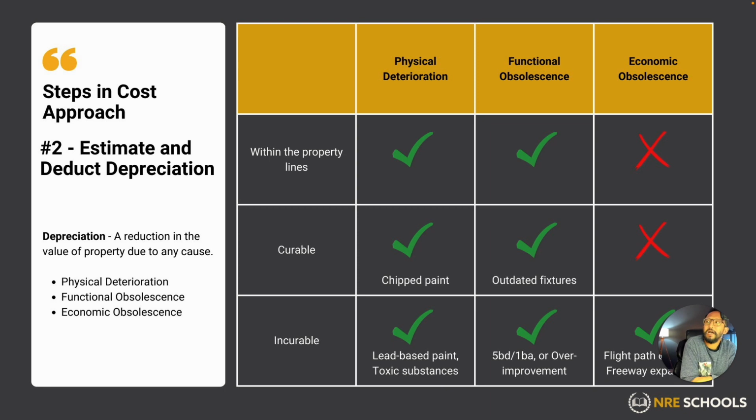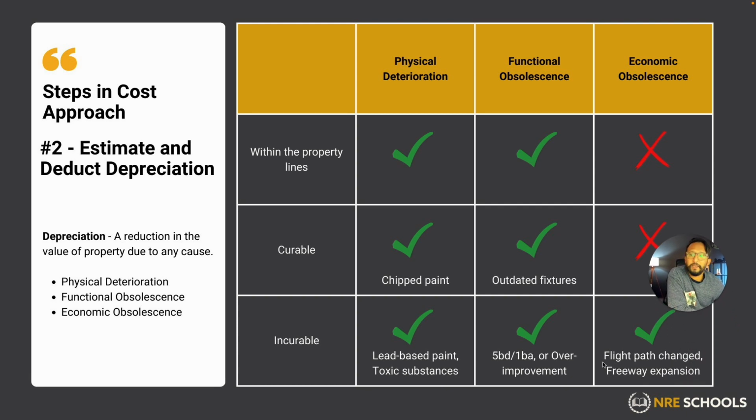The last one is economic obsolescence. And economic obsolescence, and this is part of the depreciation, is when it happens outside of the line. Something happens outside, it is not curable. And economic obsolescence are things like a flight path change or a freeway expansion. Maybe you didn't live next to the freeway, but through eminent domain, they bought a bunch of houses, widened the freeway, and now you are up against the freeway, and that just devalued your property. That just depreciated it. Physical, functional, and economic.